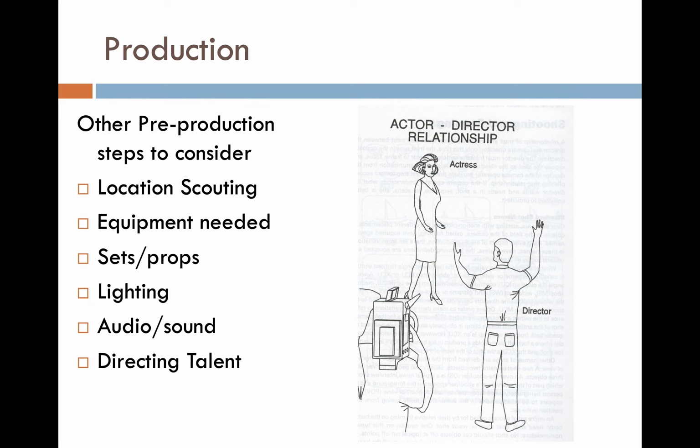So other things to keep in mind for production is the location scouting. Again, this would be part of pre-production. The location scouting, the equipment needs, the sets, the props, the lighting, audio, sound, and then directing the talent.